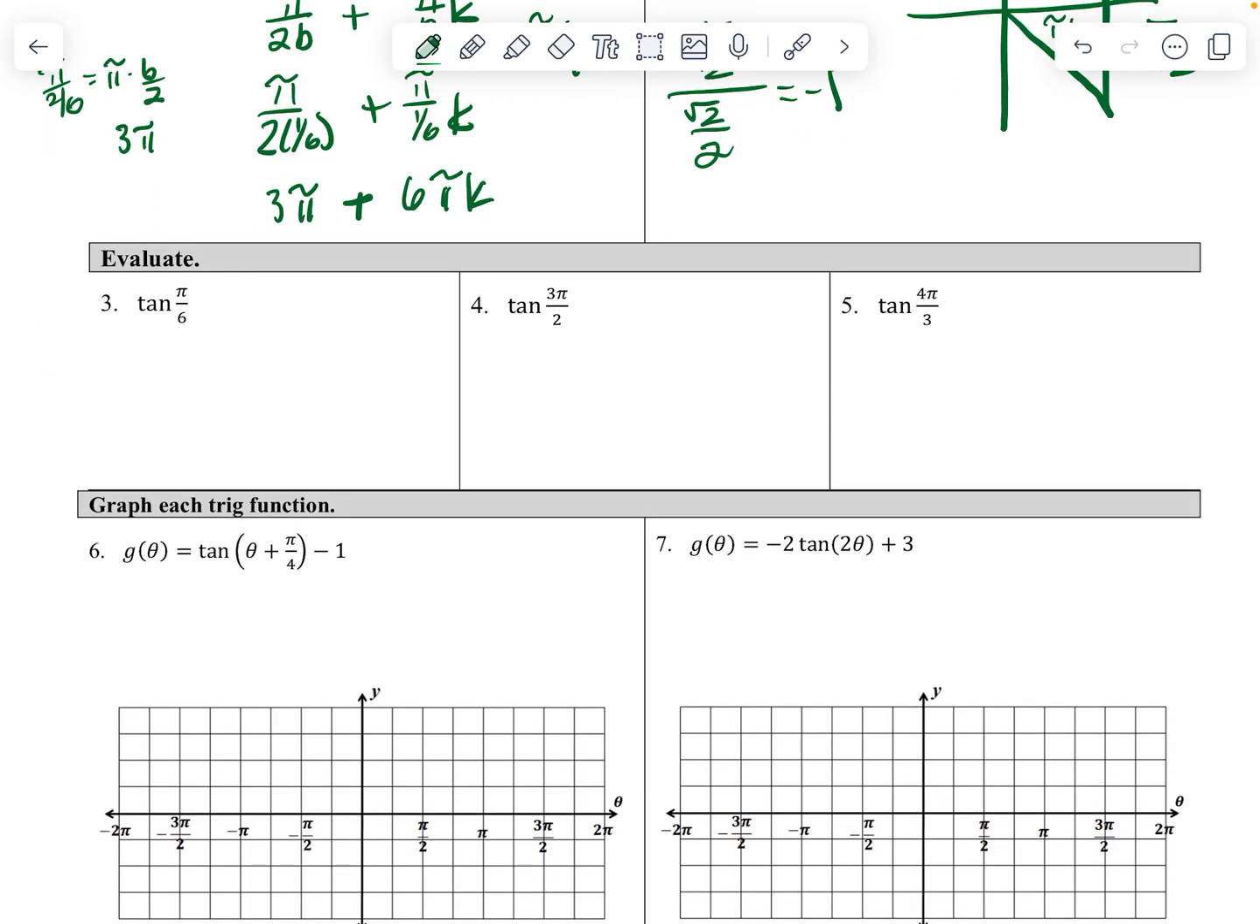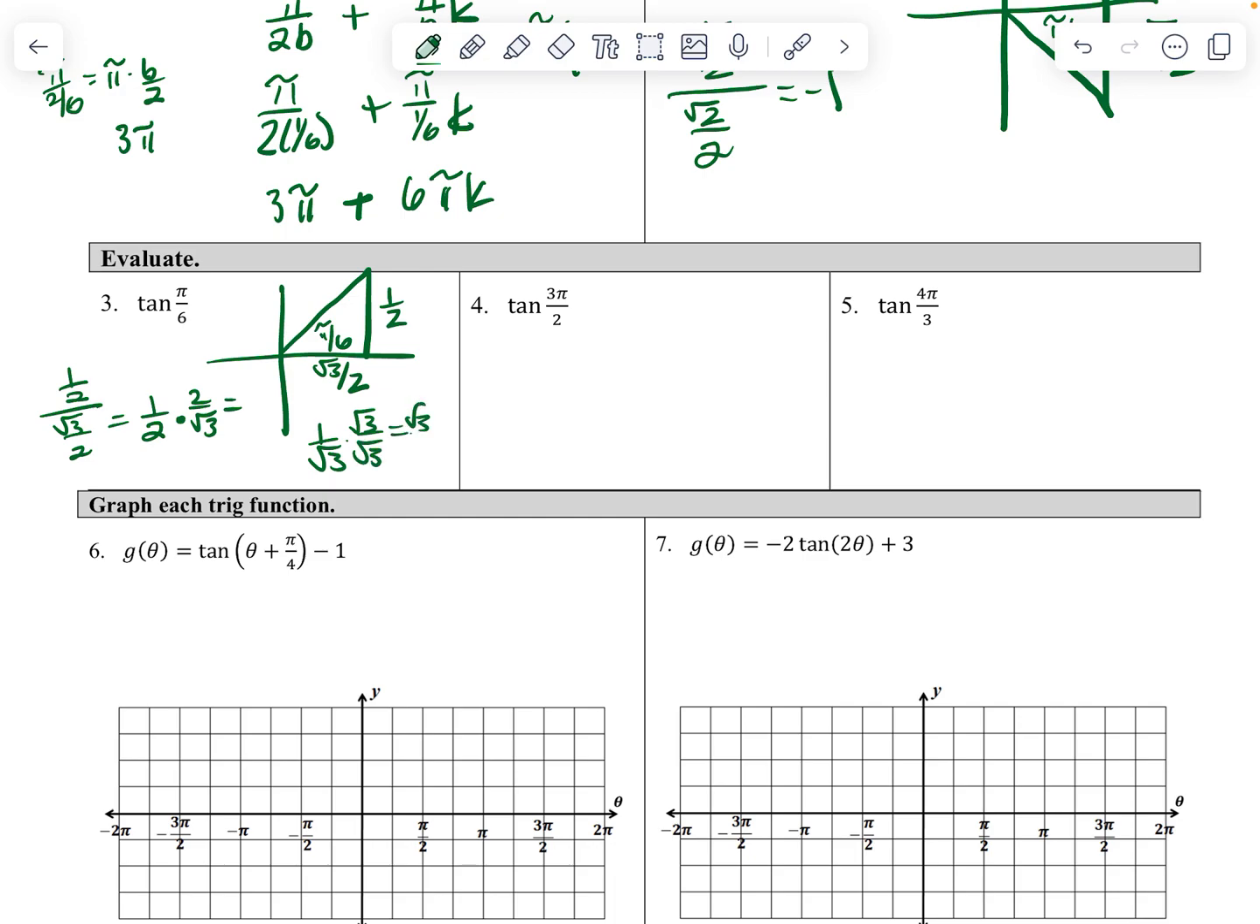So pi over 6. If we look at pi over 6, here's pi over 6. So this is 1/2, and this is root 3 over 2. So 1/2 divided by root 3 over 2. Keep, change, flip. So we have 1 over root 3, and if you rationalize that, we have root 3 over 3. So 3 pi over 2 is down here, so that's 0, negative 1. Tangent is y over x, so negative 1 over 0. We can't divide by 0, so it's undefined.